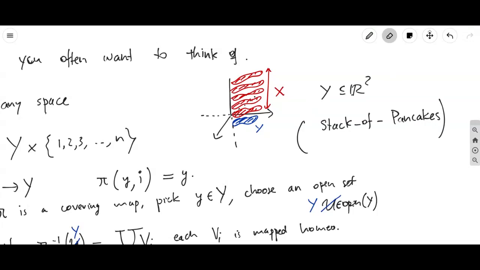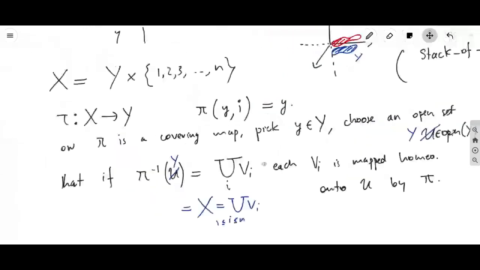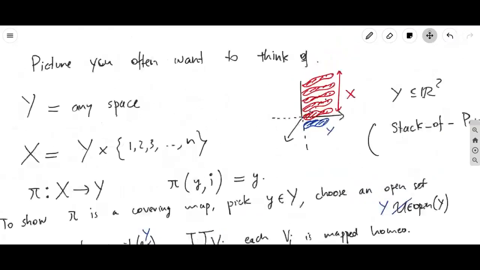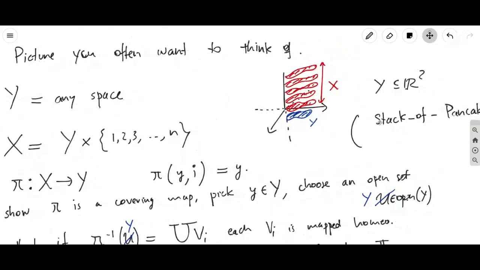Now this example is very, very simple because we can get away with choosing our open set to be as big as possible. Most of the time we have to pick something smaller. But in this case, we can get away with it because the covering map was so simple. So this is a very basic example, but I think it's helpful because it provides you with a picture to think of as we go.